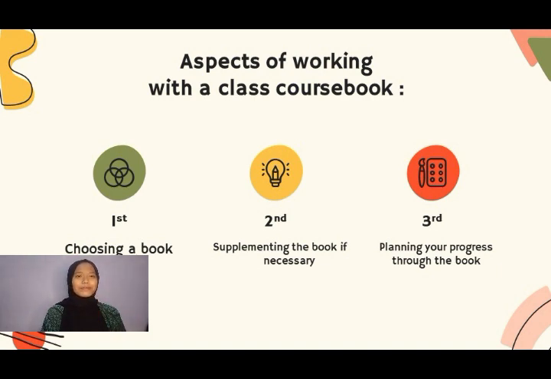I want to explain first the first point, which is choosing a book. The learners in the class should choose the book. They should know what they want to learn and what they want to know, and they can choose the book that correlates with their type or what they want to learn.